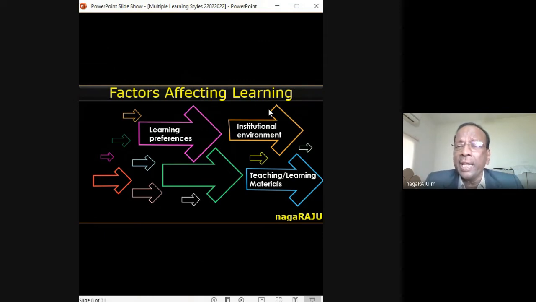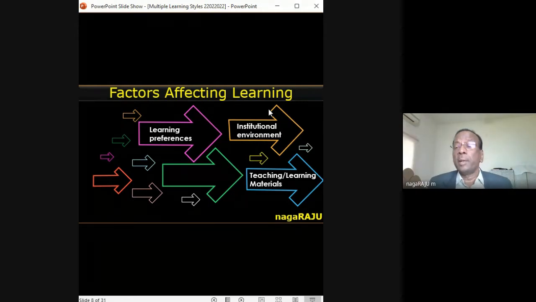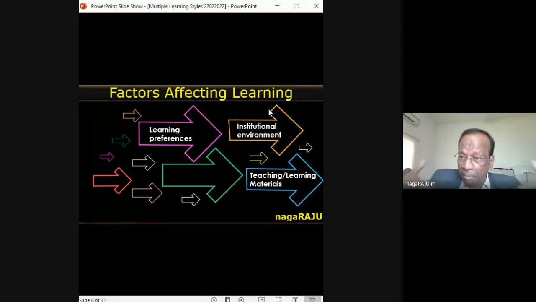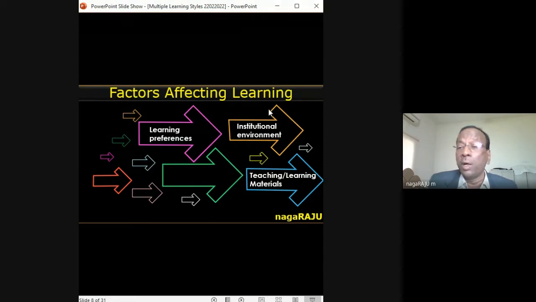We hardly can influence them, change them, and take care of them, because this is done at a different level. Learning preferences are already decided, and all the students come with a certain background and a learning preference. And the institutional environment is decided by the management or the government.